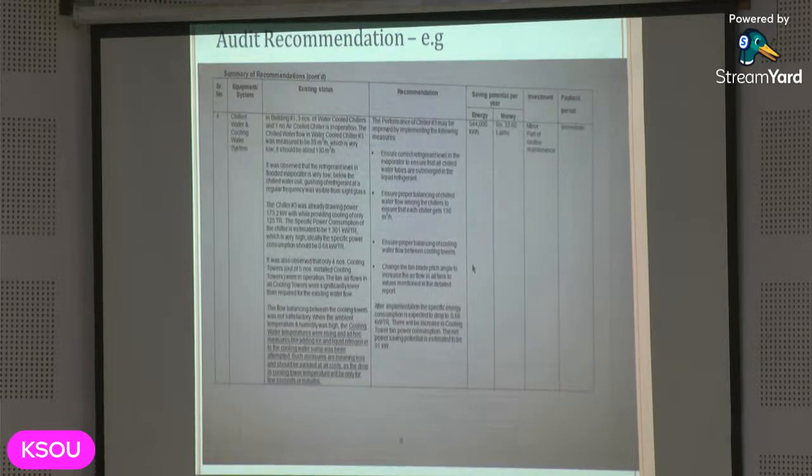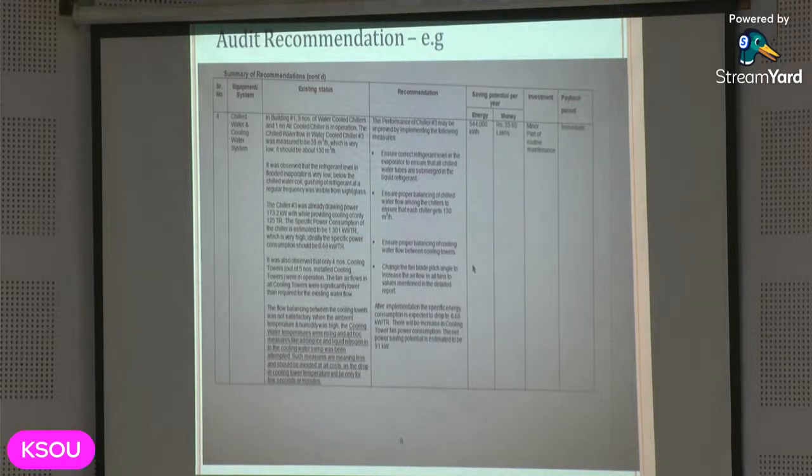This is how the energy audit recommendations look. For example, the equipment system: what is the existing system present at the industry or plant? What are the recommendations? For example, building 1, water cooled chillers, air cooled not in operation, the chilled water line, what is the consumption? It is observed that the refrigerant level in the flooded evaporator is very low. So this is one of the recommendations.